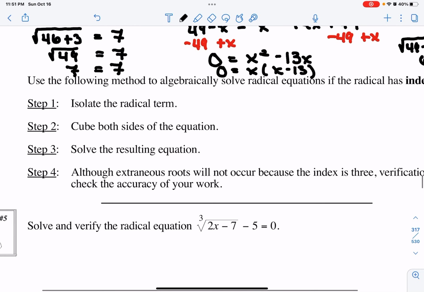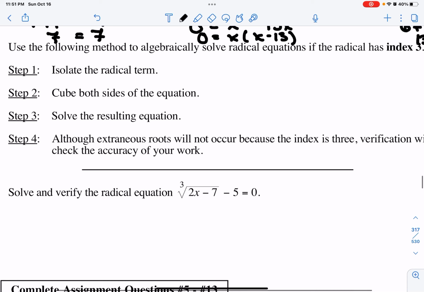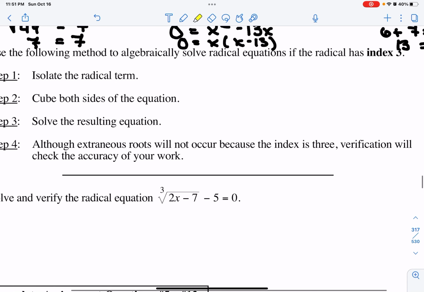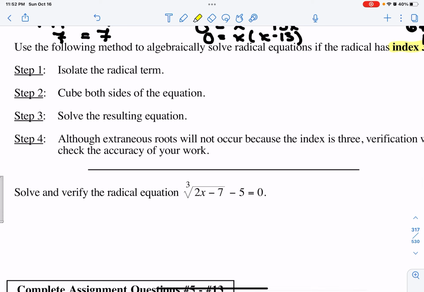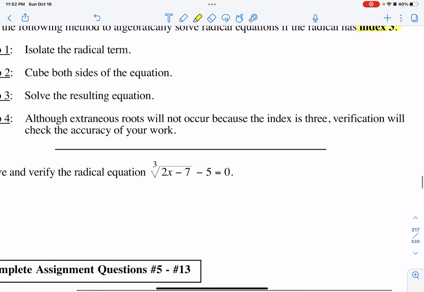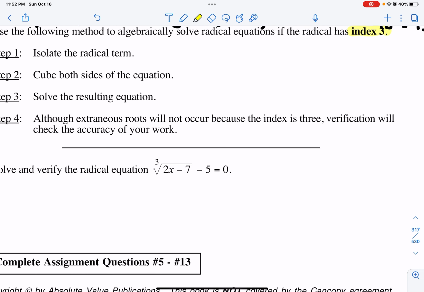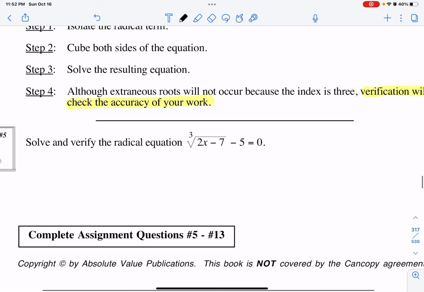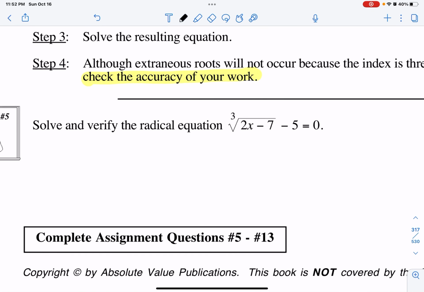Now, we use the same kind of concept, but now instead we're going to move to things with an index of 3, or cube rooting. So we're going to isolate the radical term, cube both sides of the equation, solve, and then although extraneous roots will not occur because the index is 3, we do want to make sure we verify just to make sure that we're doing the accurate work here. Because if we get something that doesn't equal, we know we maybe did something wrong along the way. So let's solve and verify.